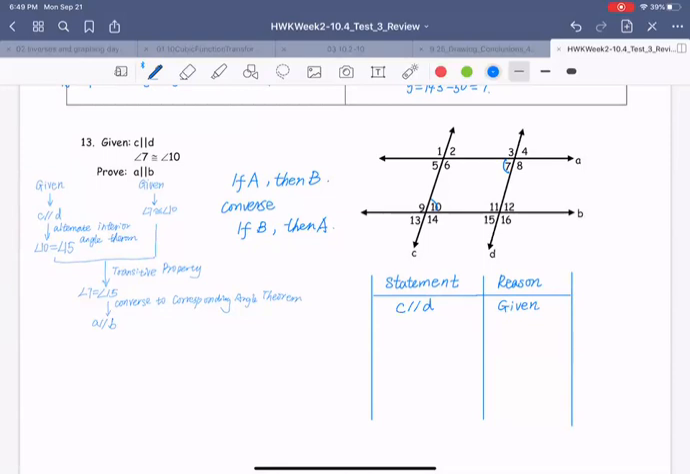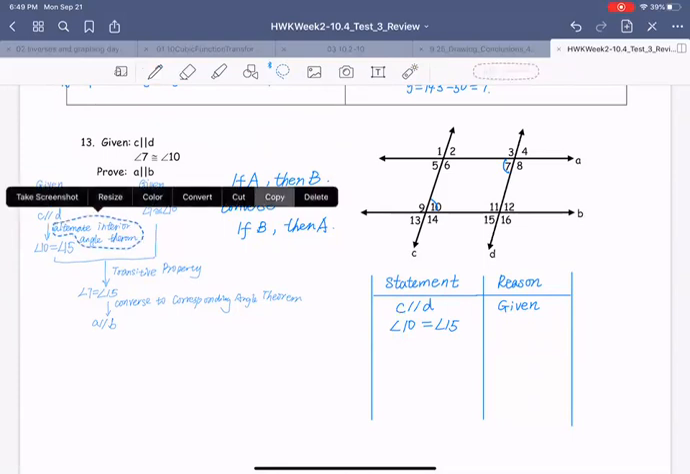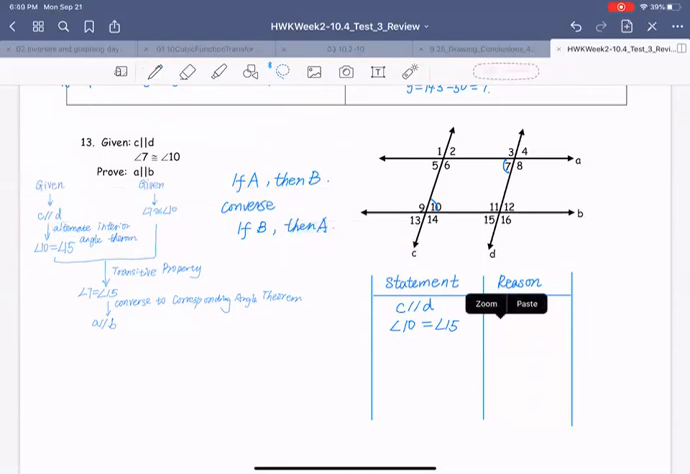And then angle 7. Hold on, we want to write down this part first, so this gets connected. Okay. Angle 10 equals angle 15 is the alternate interior angle theorem. And then the given is angle 7 equals angle 10.